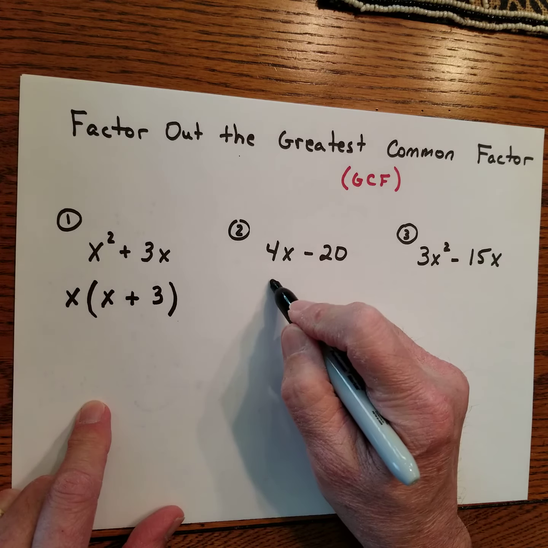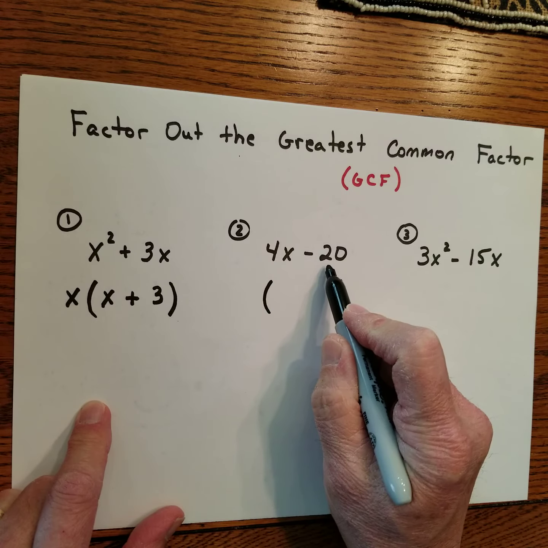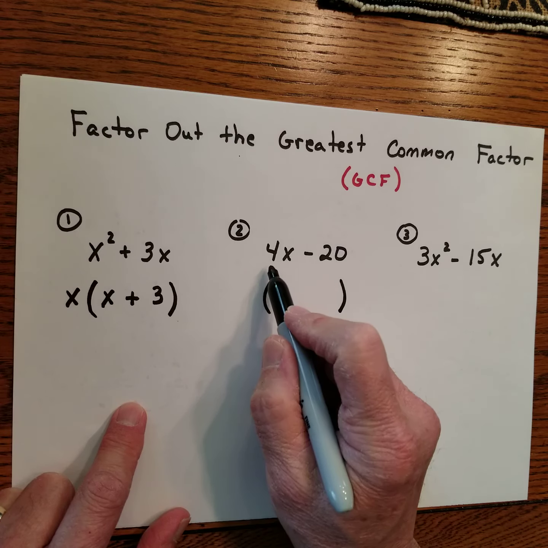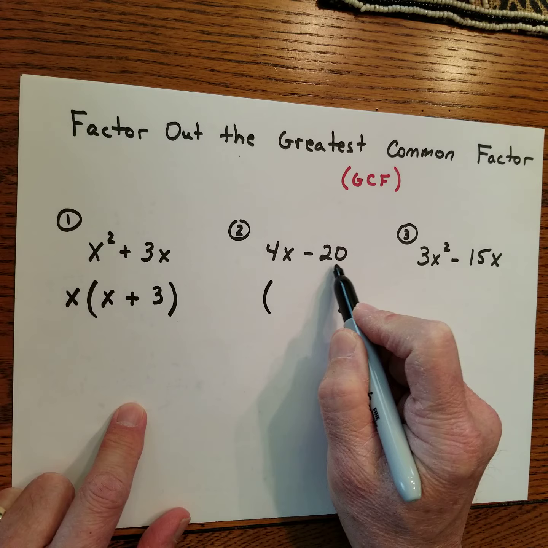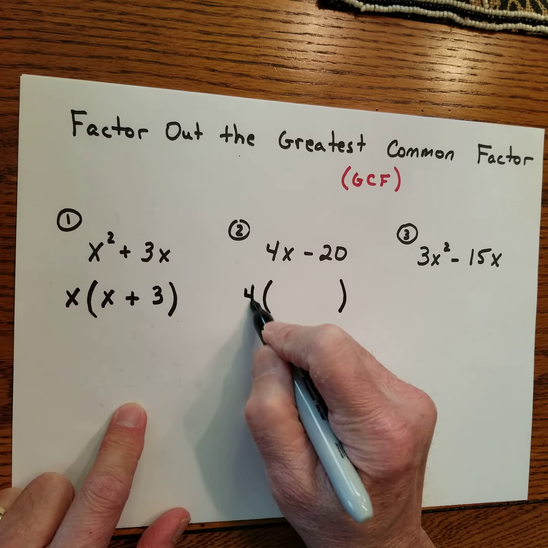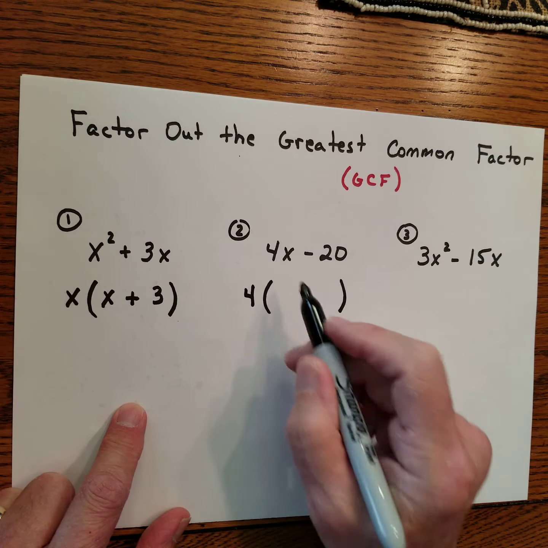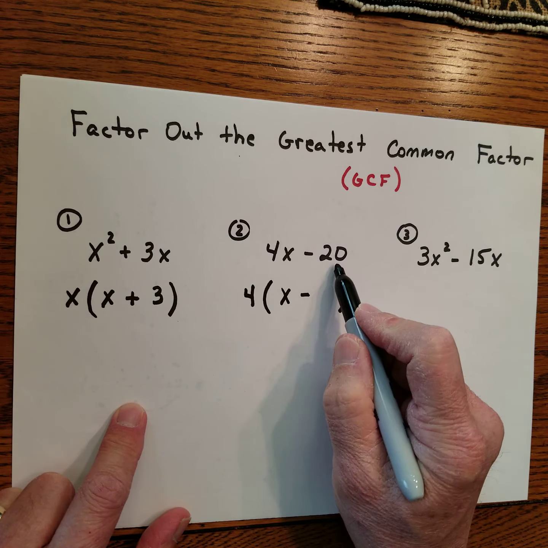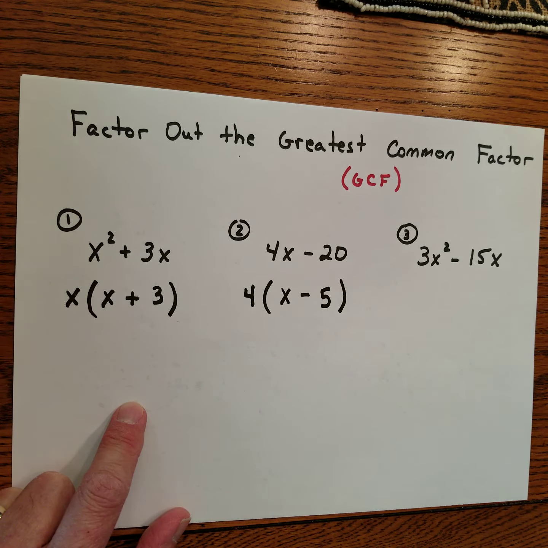Let's try number 2. Look at this term. Look at this term. What do they have in common as a factor? Well, this has a factor of 4, and 4 also divides into 20. 4 is a common factor. If I factor a 4 from the 4x, I still have an x. And if I divide 20 by a factor of 4, I still have a 5.